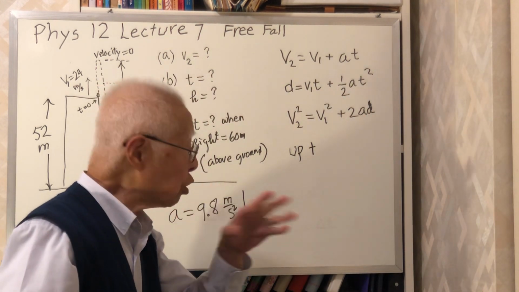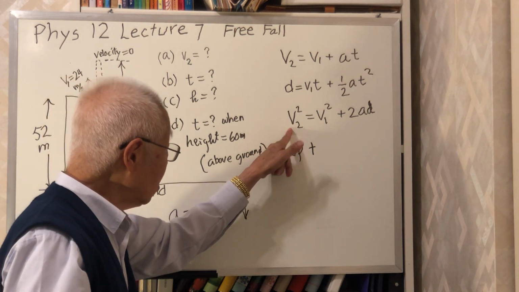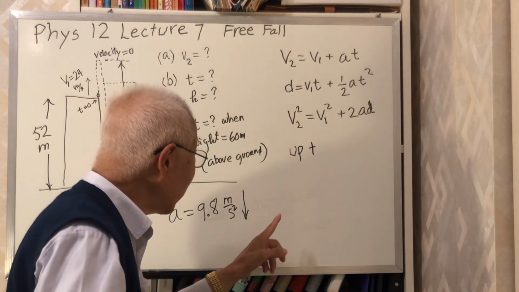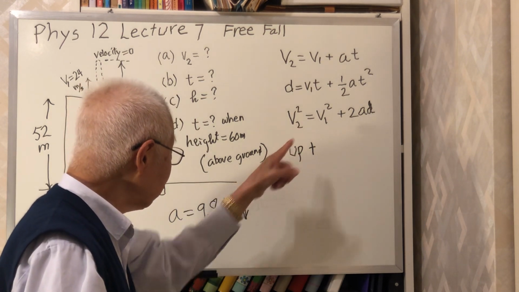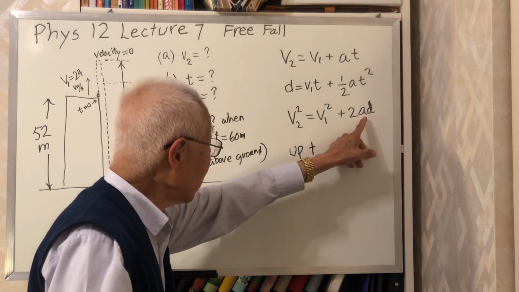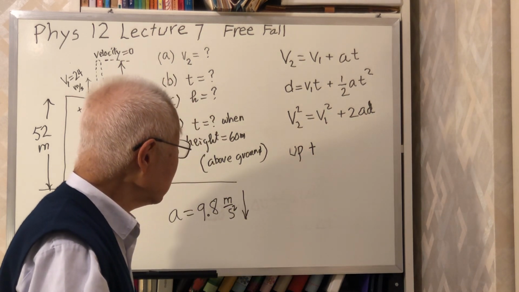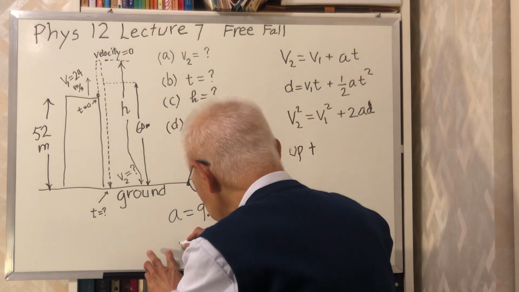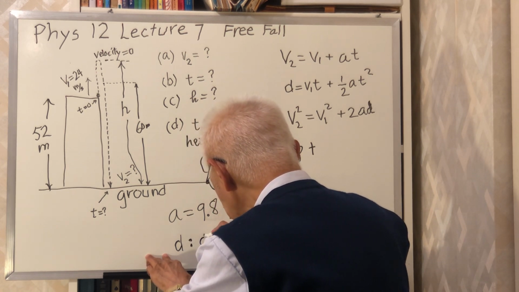Do I block your view? So I stand here now. V2 you do not know. V1 is 24. A is negative 9.8, because up is positive but 9.8 is down, so it's negative. This A is negative 9.8. D. What is D? Oh, I must write a D. What is D? D is the displacement.